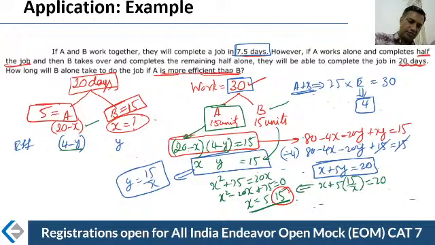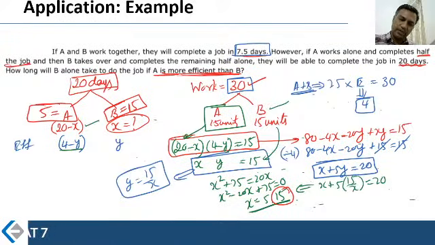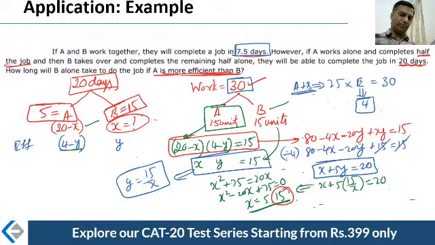It's given A is more efficient than B because the author knows that you will get two answers for X. You should be taking the larger of the two. Therefore, the answer becomes 15 here. Okay, I guess all of you got the perspective. You got the idea about what we are trying to do there.